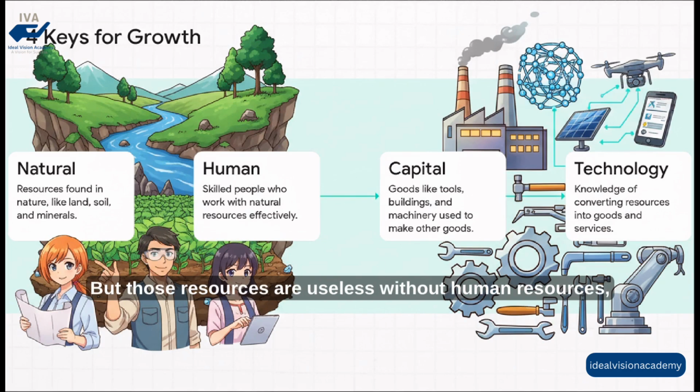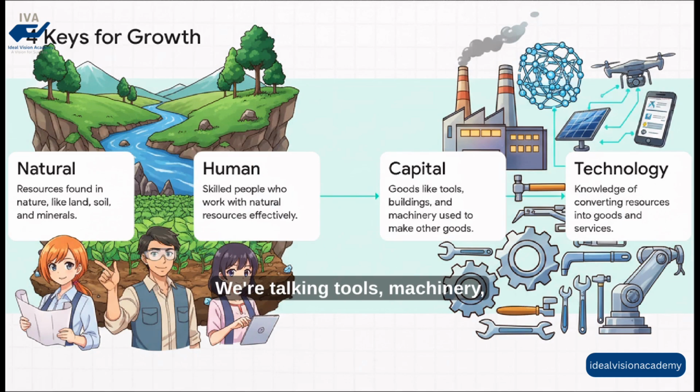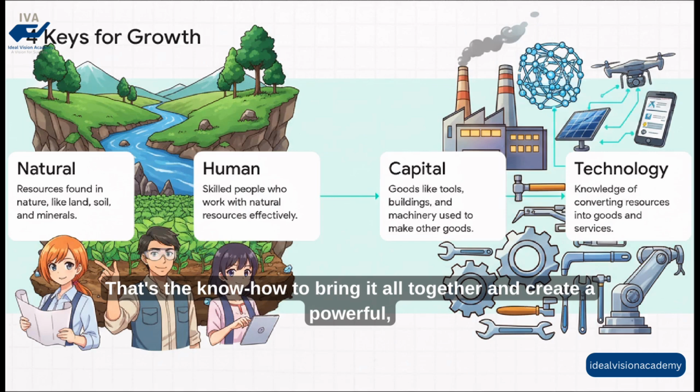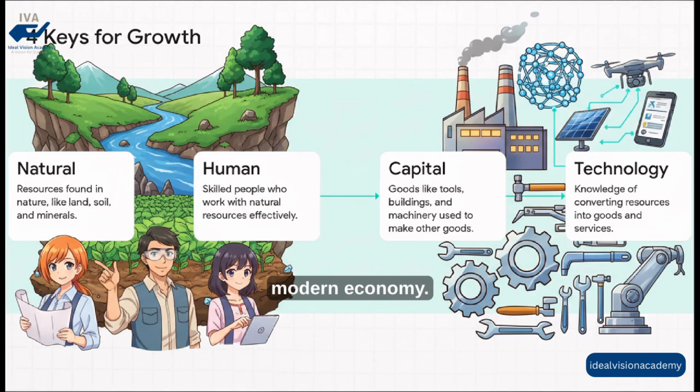But those resources are useless without human resources, skilled people who know what to do with them. Then those people need capital resources. We're talking tools, machinery, and infrastructure to actually build things. And finally, the real game changer, technology. That's the know-how to bring it all together and create a powerful, modern economy.